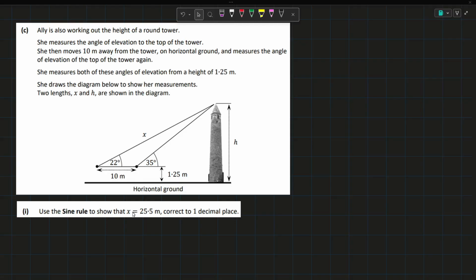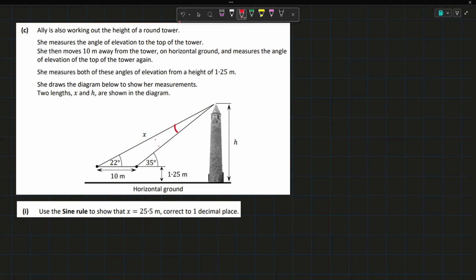Then we're given a little diagram. We're told to show that x is 25.5. So basically, we have this angle, but the corresponding side, the opposite side is here, so we can't really use that. It's not very useful. It would be useful if we could use this angle, because then we can use this side, which we know is 10 meters, and then we need to know this side, which is what we're trying to find, and then the opposite angle is this angle, so we need to know that as well.